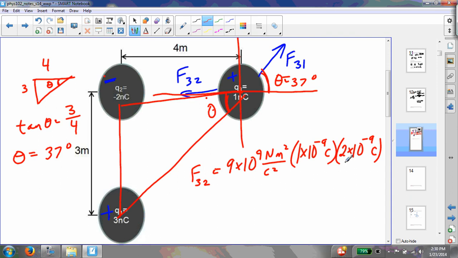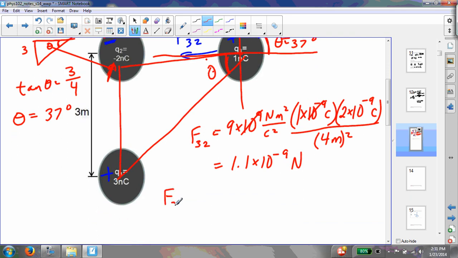coulombs. Notice that I didn't include the sign. Even though Q2 is a negative charge, I do not include the sign, because the sign I take into account when I say, well, these opposite charges are going to attract. And so that gives me a force in the negative x direction. And that's going to be divided by r squared, where r is 4 meters squared. Let's see, so these 10 to the 9ths cancel, so I get 9 times 2 is 18 times 10 to the 9th divided by 16. I get 1.1 times 10 to the minus 9 newtons. All right, so that's the magnitude of F32.